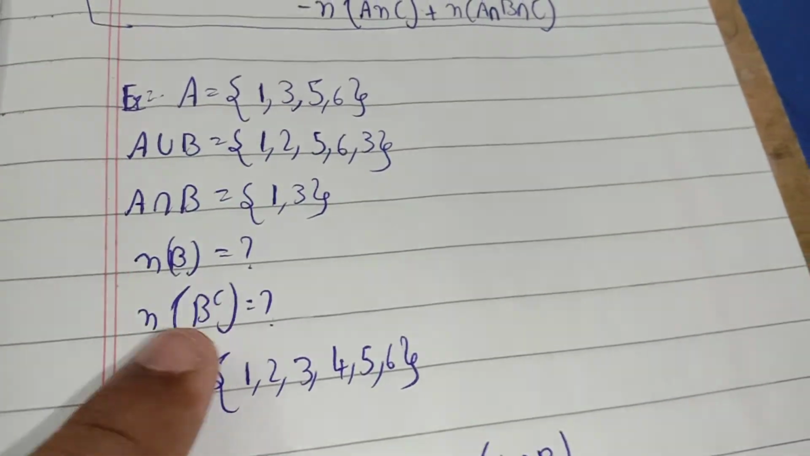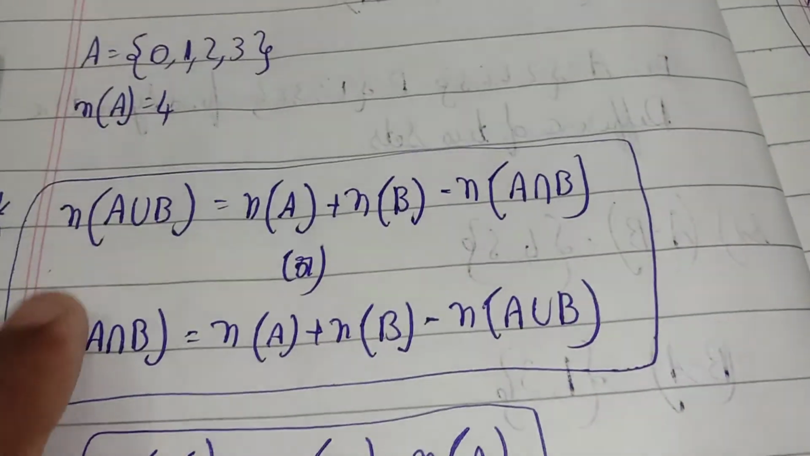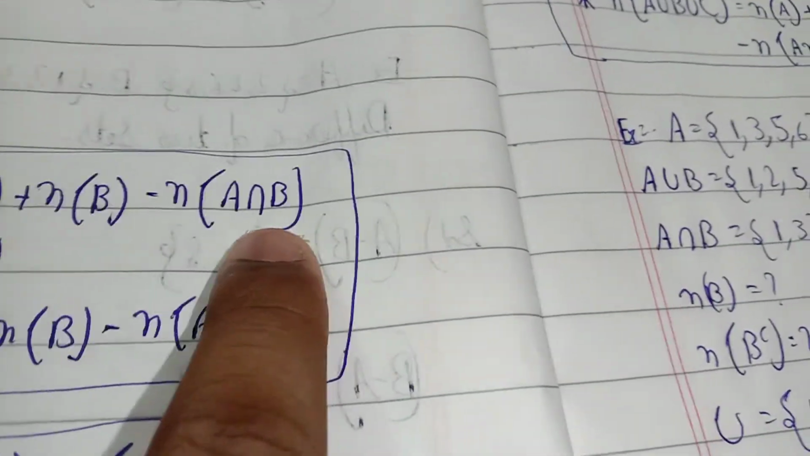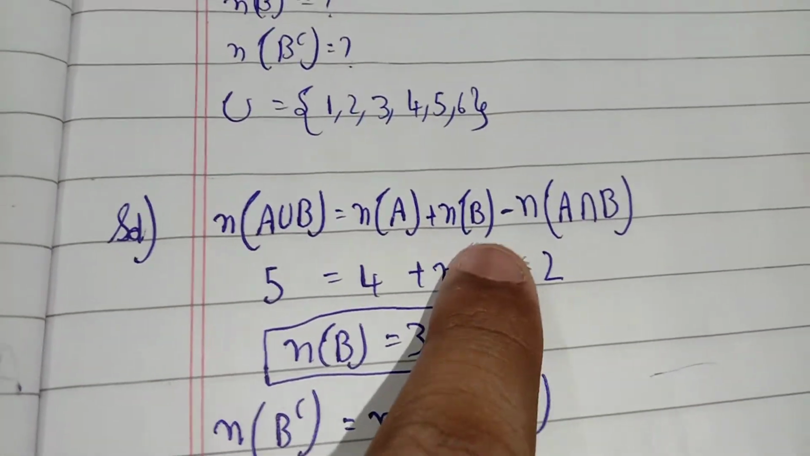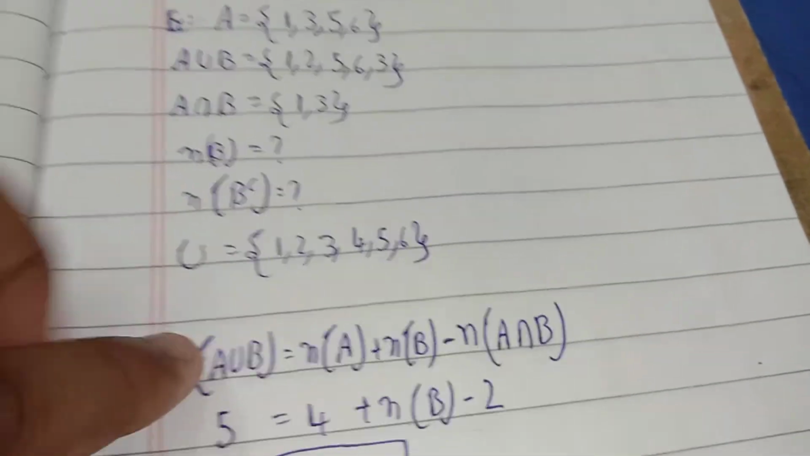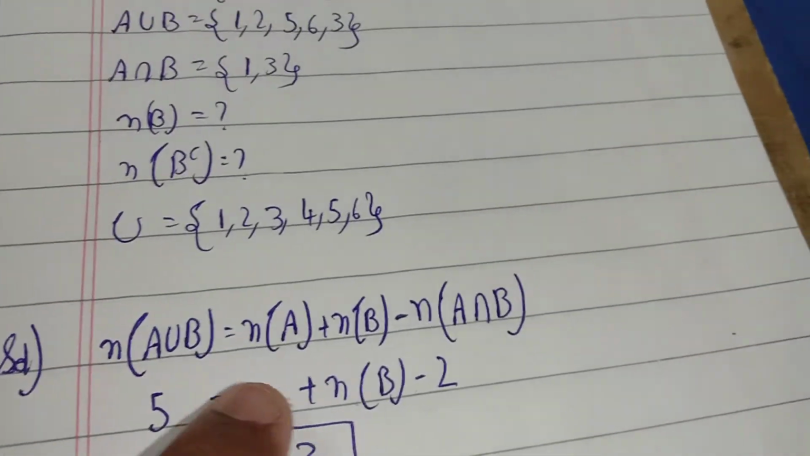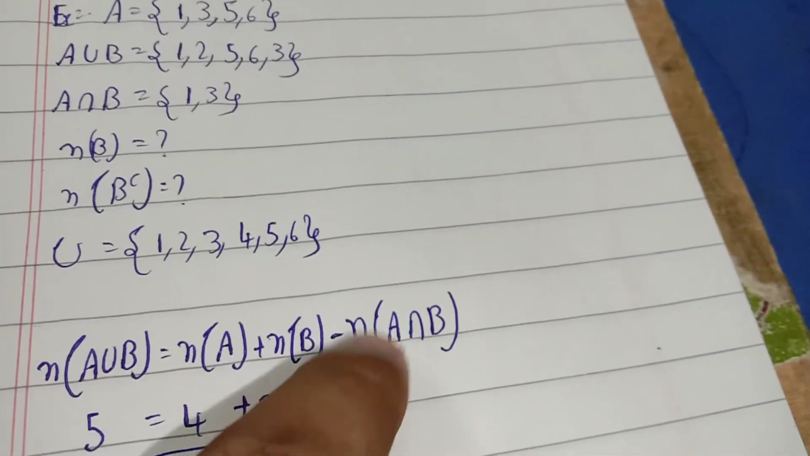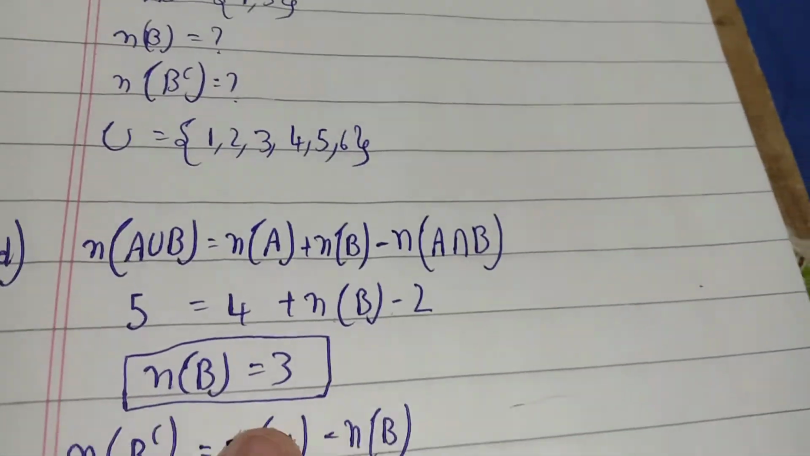We should find N of B and complement of B. So this is the formula, guys. Here we wrote N of A union B equals N of A plus N of B minus N of A intersection B. They asked N of B, guys. We can find N of B because they gave these values. N of A union B equals 5, because 1, 2, 3, 5, 6 elements are there, and N of A equals 4 elements, and N of B we should find, and N of A intersection B equals 2 elements. So N of B equals 3, guys.